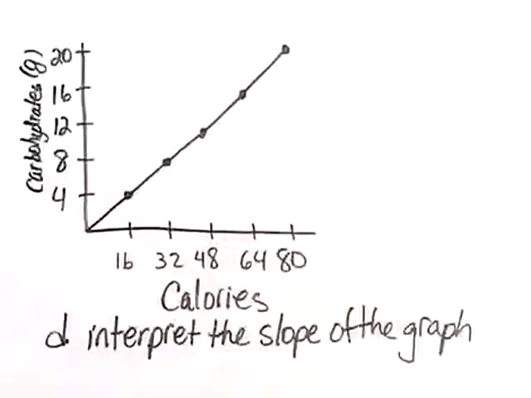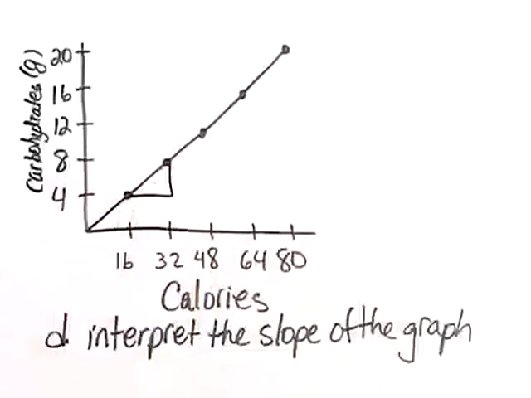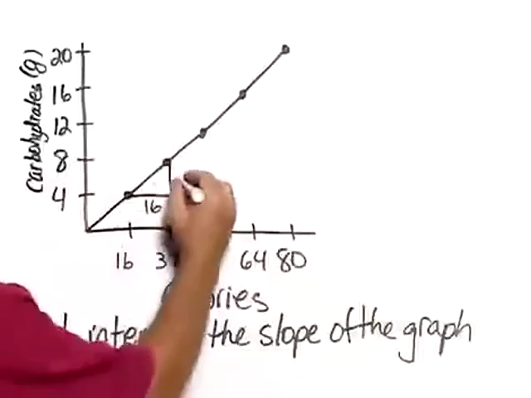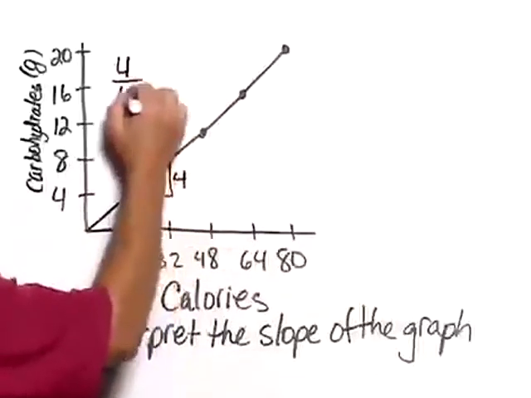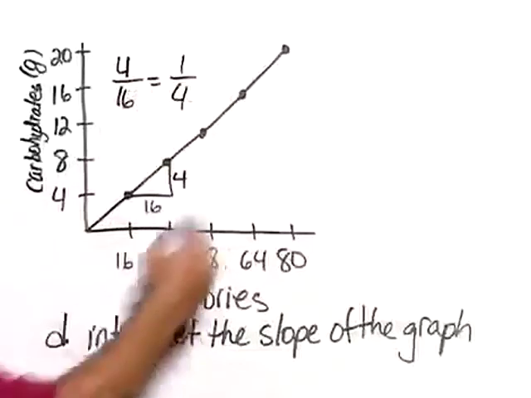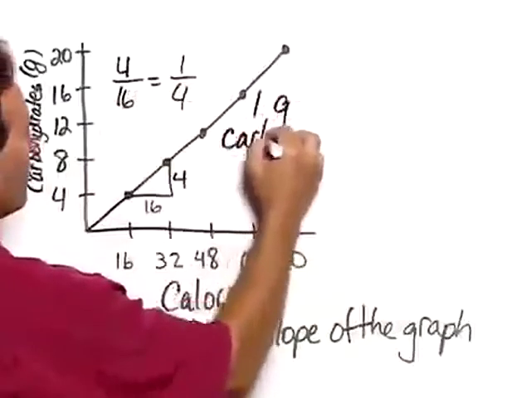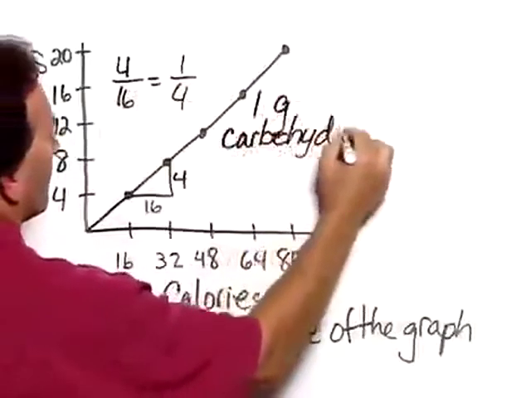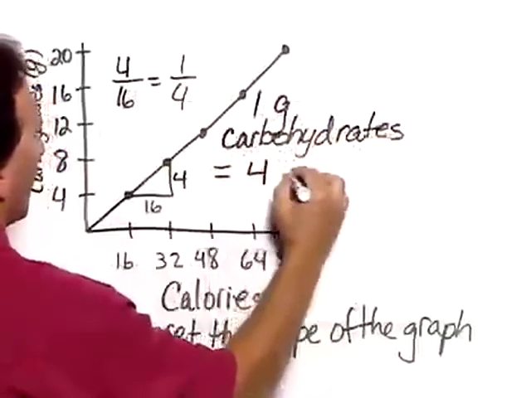Part D, interpret the slope of the graph. Well, if we look at the slope, for instance, let's draw a triangle. What we see is we have a run of 16 and a rise of 4. So that's 4 over 16, or 1 over 4. And what that's referring to is 1 gram of carbohydrates equals 4 calories.